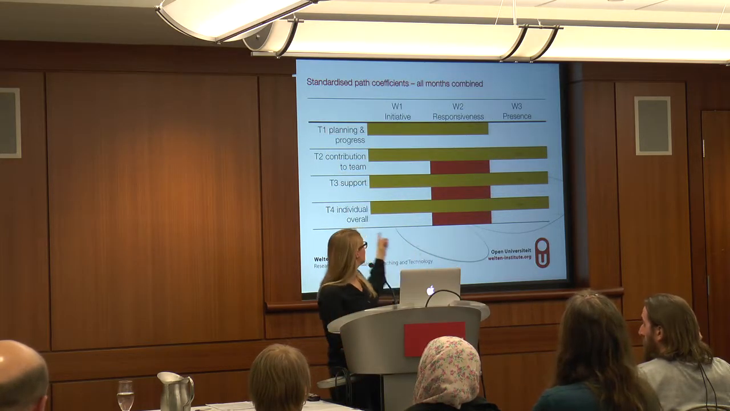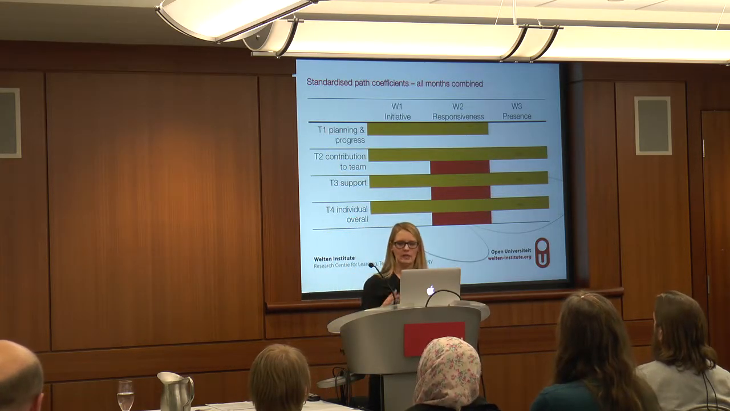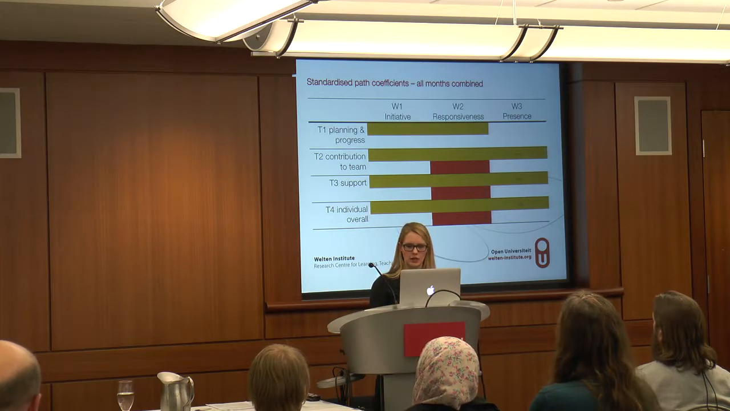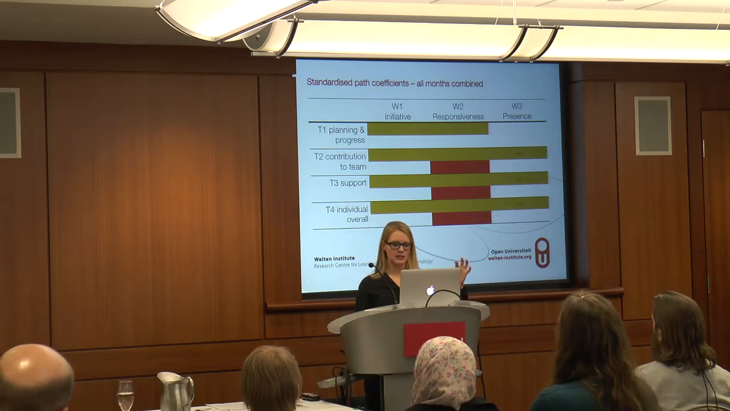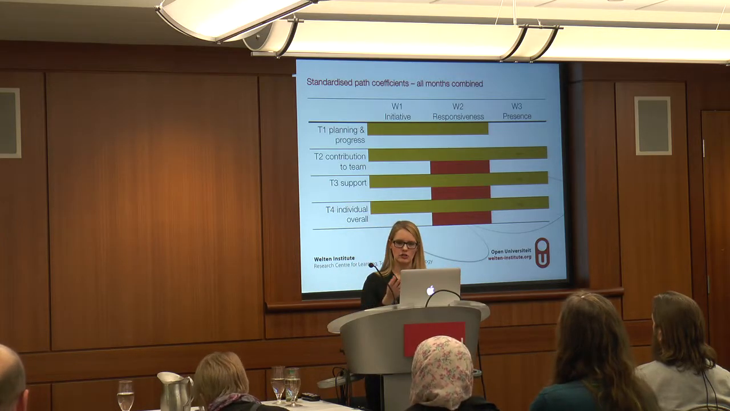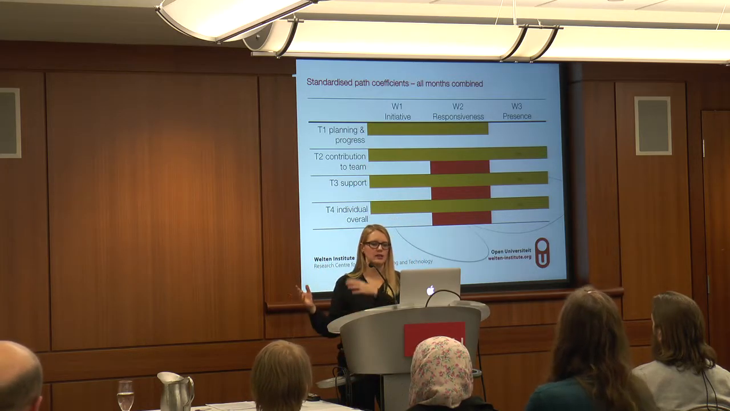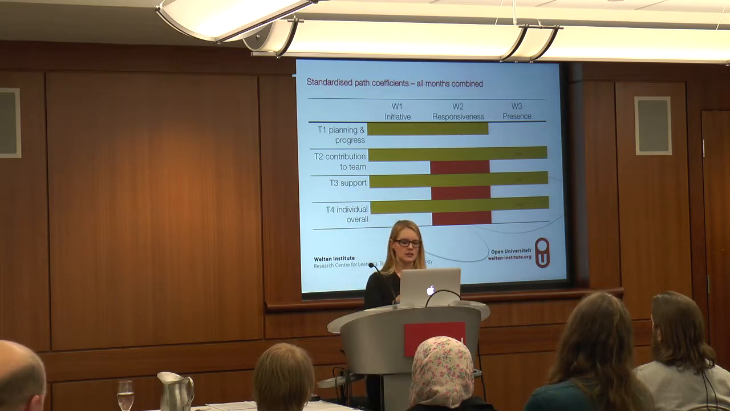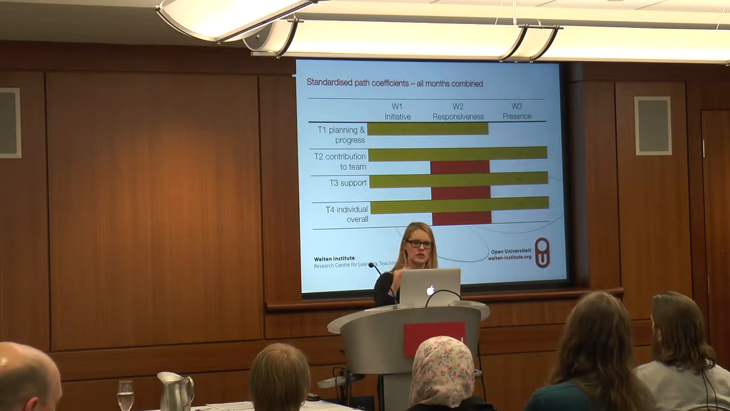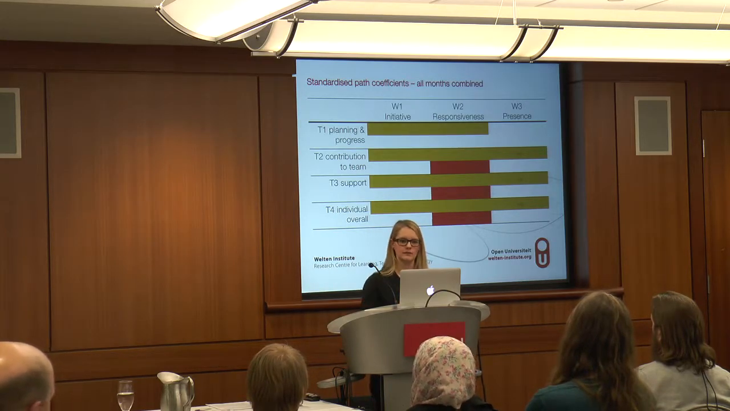So the first one is planning and progress, how they plan and progress their work. The second is how they contribute to the team, and the third is how they support. And then the individual overall grade is a combination of those. Plus, they also get a group grade for the report they send in, but we didn't calculate this. So for these analyses, we really only use the individual gradings.